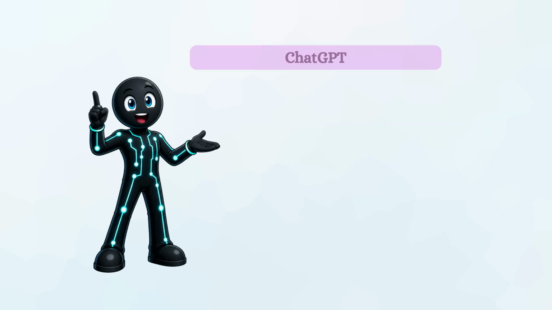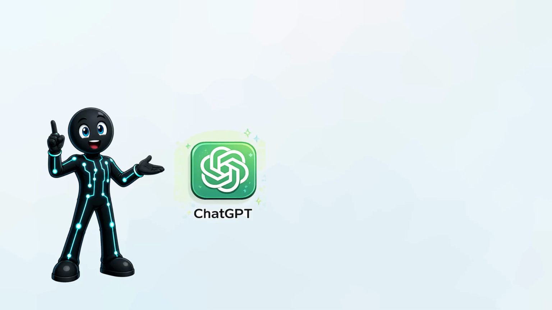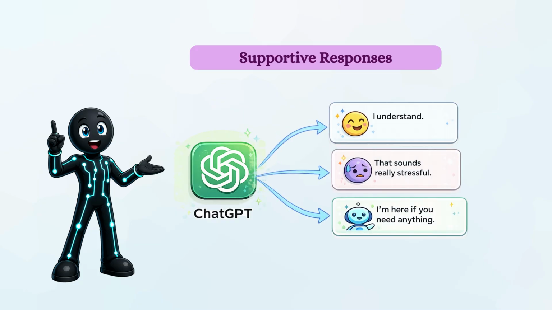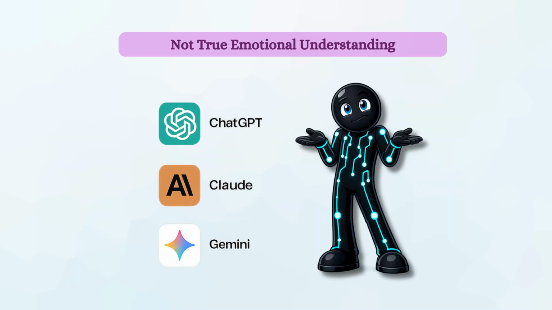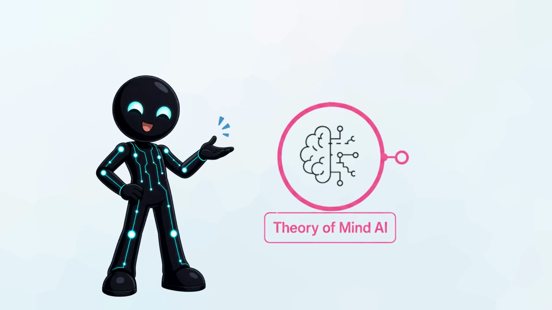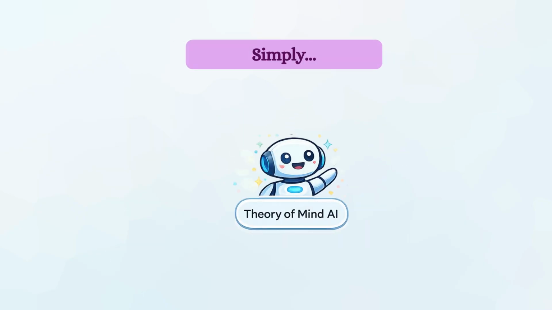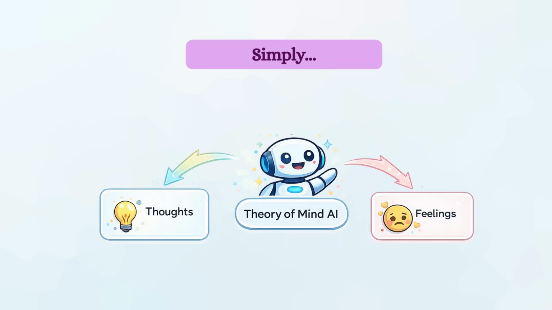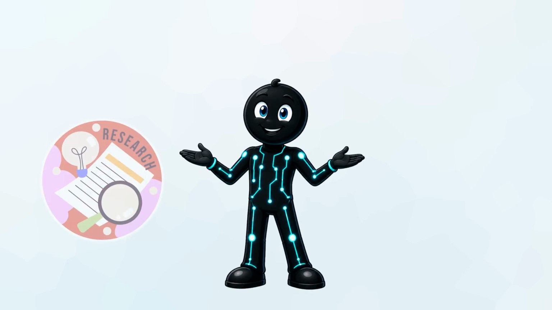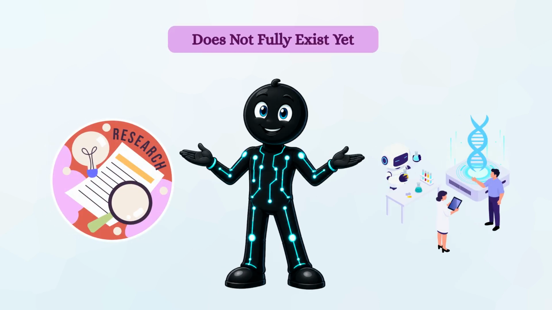We can already see early signs of this with tools like ChatGPT, which can respond in a supportive and empathetic way. But current AI does not truly understand emotions yet. So in simple terms, Theory of Mind AI would be AI that can understand human thoughts and feelings. Researchers are working toward this, but it does not fully exist today.